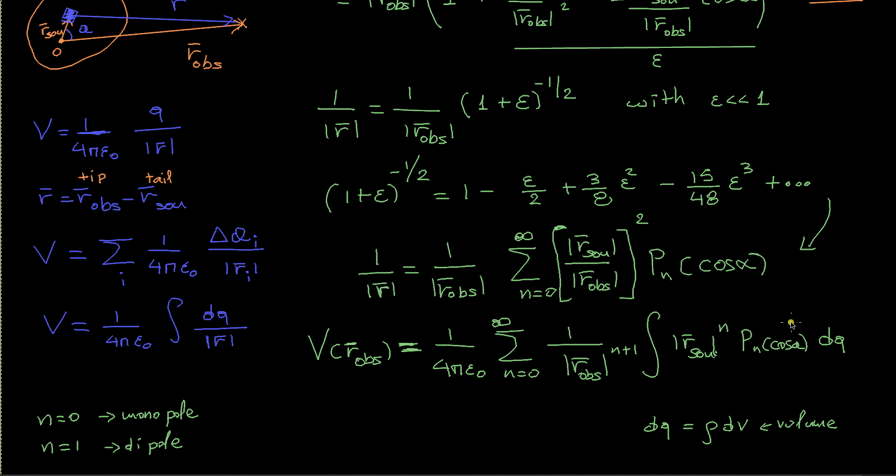And to summarize, when you use the multipole expansion, remember that there is a very important step over here: we used the binomial expansion, and we made the assumption that epsilon is much less than 1. This is part of the multipole expansion theory. Just keep it in mind whenever you use it.